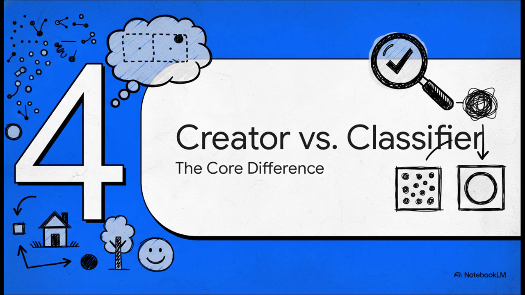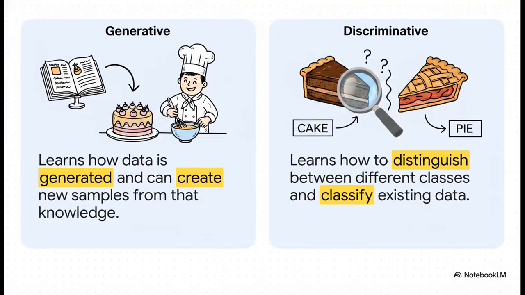Okay, so we've got the creator and we've got the classifier. Let's put them side by side, because that's where the core difference really becomes crystal clear. This chart just nails it. Generative models learn the entire recipe, how the data is made, so they can go and bake a brand new cake. Discriminative models, on the other hand, just learn how to tell the difference between a cake and a pie with incredible accuracy. One creates, the other categorizes.